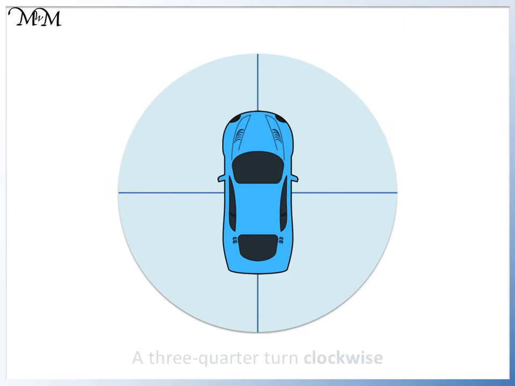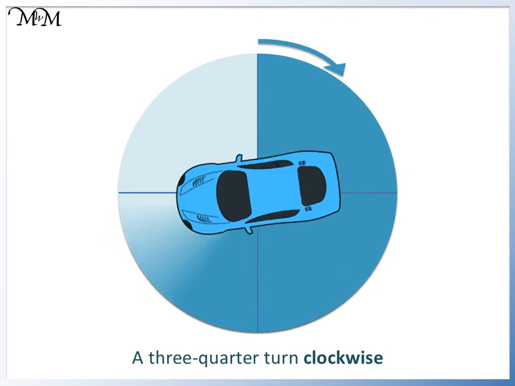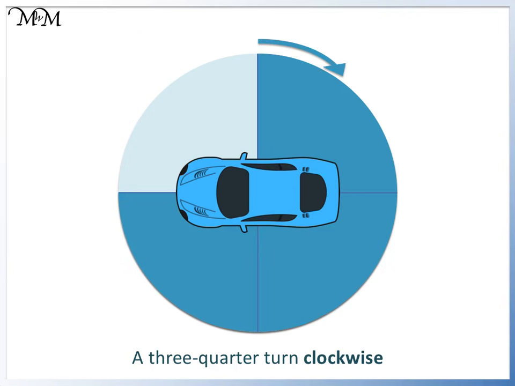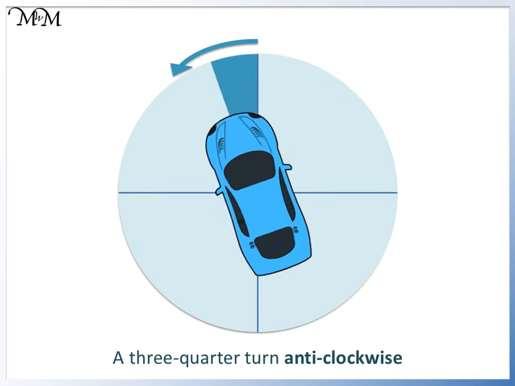Next, the car will take a three-quarter turn clockwise. So the car will turn through 3/4 in this direction. Now it will take a 3/4 turn anti-clockwise. So this time it will turn in this direction.